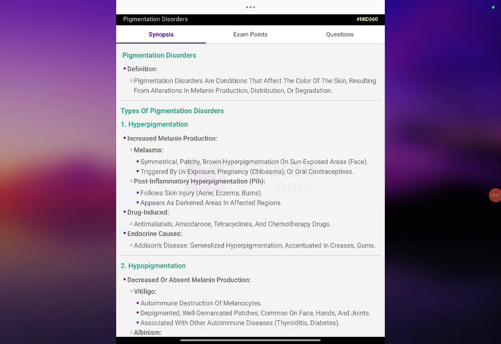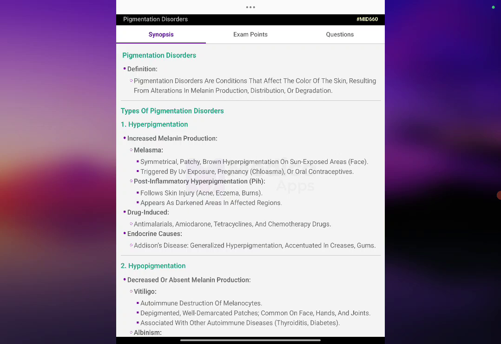Pigmentation disorders are conditions that affect the color of skin, resulting from alteration in melanin production, distribution, and degradation. Types of pigmentation disorder: hyperpigmentation, increased melanin production. Melasma: symmetrical, patchy brown hyperpigmentation on the sun-exposed areas, face, triggered by UV exposure, pregnancy, or oral contraceptives. Post-inflammatory hyperpigmentation follows skin injury, lichen, eczema, burns.